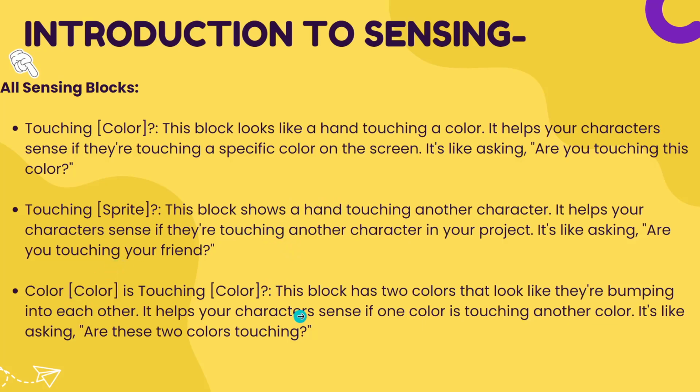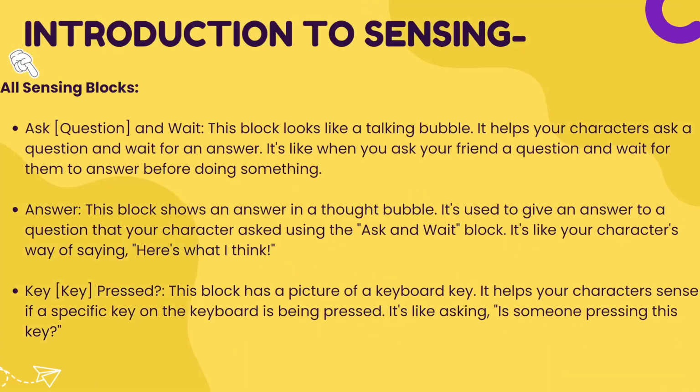Then we have color is touching color. So there are two colors. You have two circles, one is black, one is red. So you can specify if the black circle is touching the red circle, what should happen. Then we have ask, question and wait. This block looks like a talking bubble. It helps your character ask a question and wait for answers. So this is going to be used to ask a question to your friend. Answer. This block shows an answer in a thought bubble. So whatever you answer will be visible here.